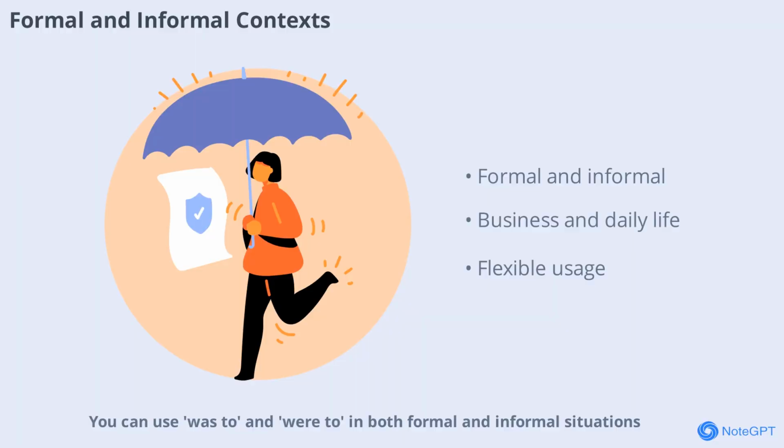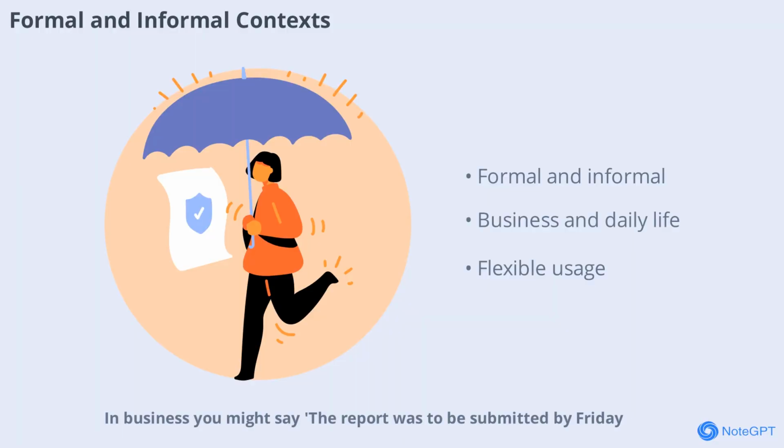You can use was to and were to in both formal and informal situations. In business, you might say, the report was to be submitted by Friday. In casual conversation, we were to meet at the park. This flexibility makes these forms useful in many types of communication.